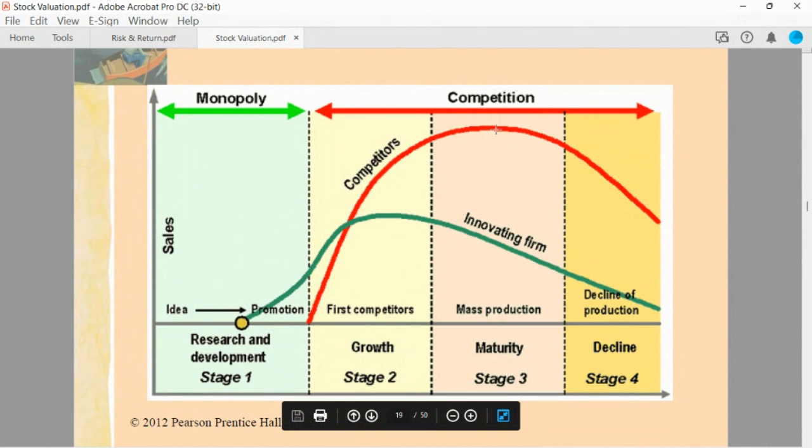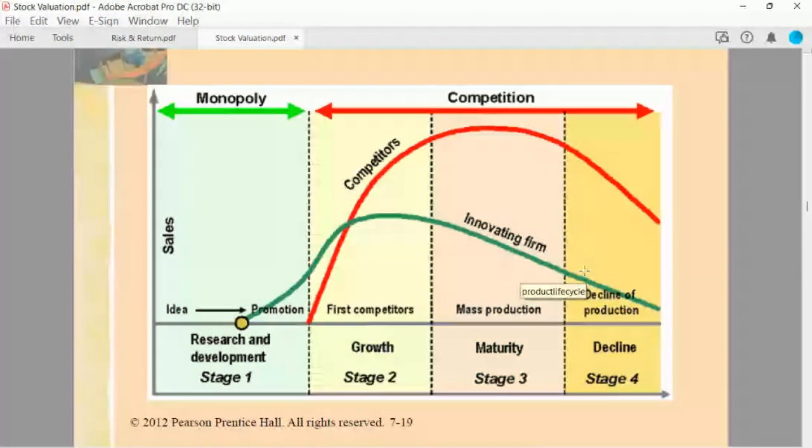And stage three, it reaches maturity. In other words, the industry reaches maturity, not just a single firm. And stage four goes into decline. But again, decline is optional.